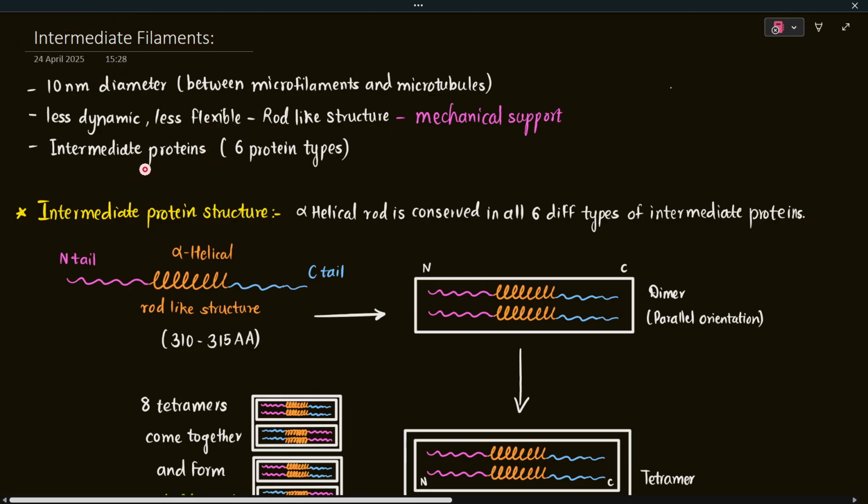They are made up of different types of intermediate proteins. There are 6 major protein types, and we'll learn about them as well. Before that, let's learn about the basic structure of intermediate proteins.